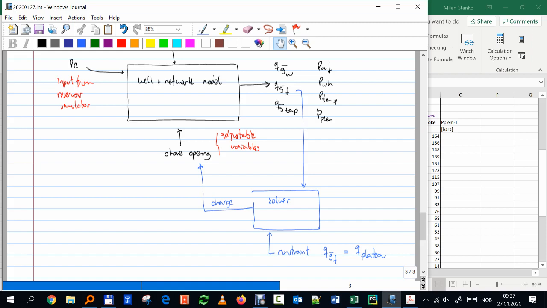Okay, here you have a network solver or an equation solver. And this is simply another solver. That's the choke opening solver.